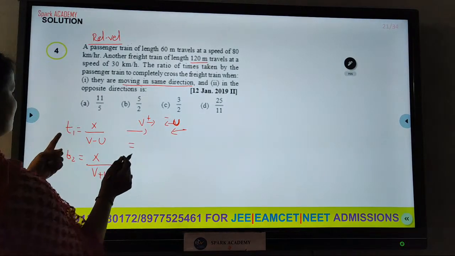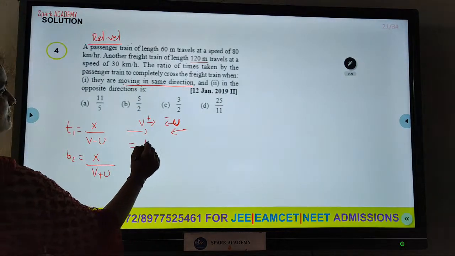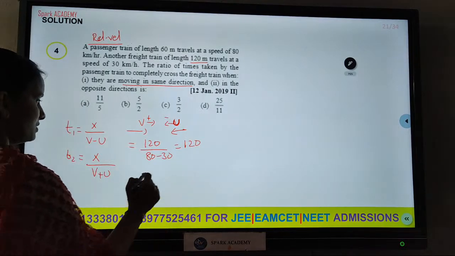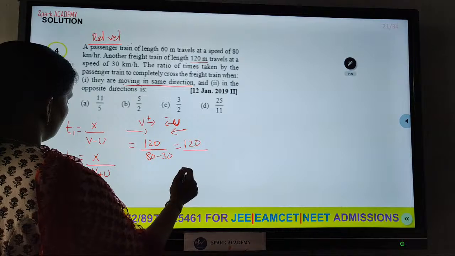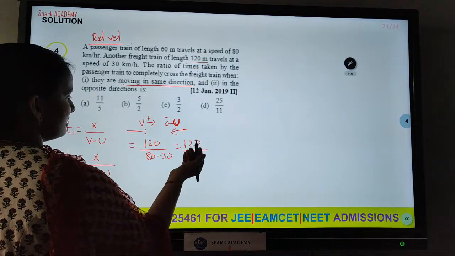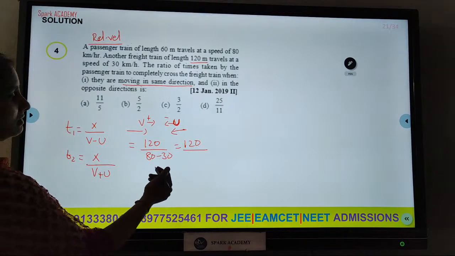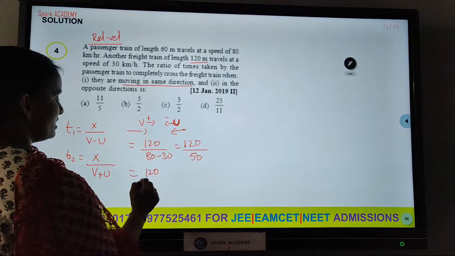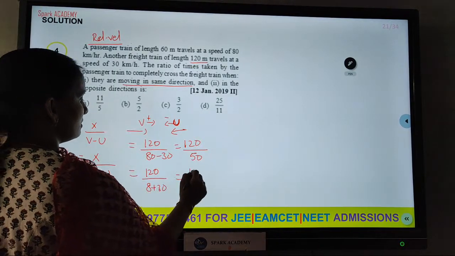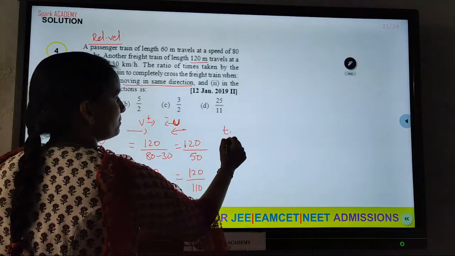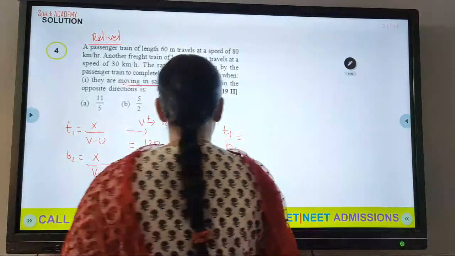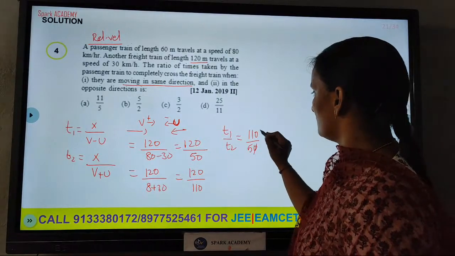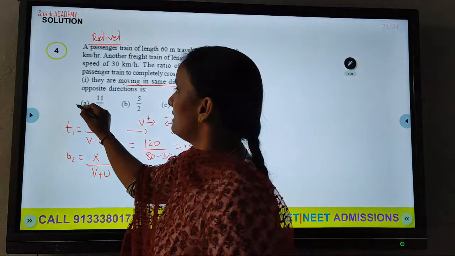Now we can find the time taken when they are moving in the same direction, that is 120 by 80 minus 30. Let the distance be the same in both cases, so you can keep it like x only, by v minus u, that means 50. And here it is 120 by 80 plus 30, like 120 by 110. If you take the ratio, this cancels, we get 110 by 50. So the answer is 11 by 5.